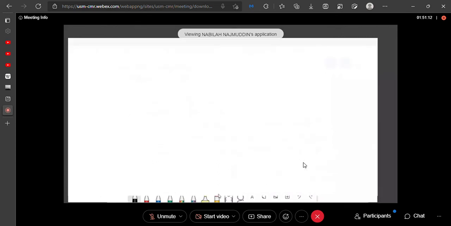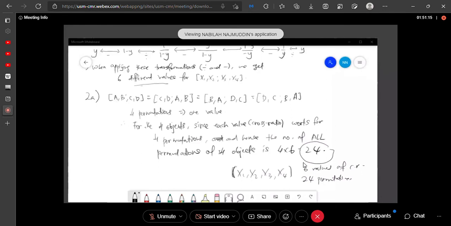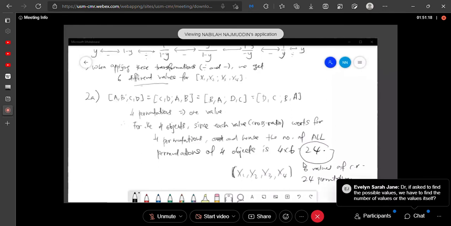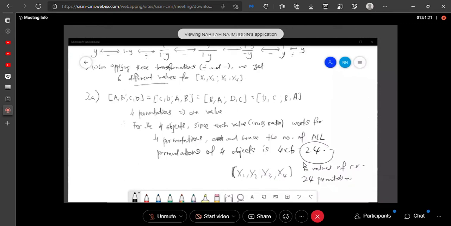To relate with question 3, how many projective transformations send a quadrilateral to itself? Find the number of values. Can we determine the 6 values without knowing the values? What was my question? Find all other possible values. Meaning you have to list all the y, 1 over y, 1 minus y. Okay? I highlight the number of possible values.